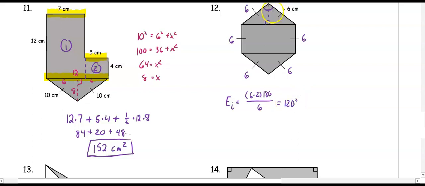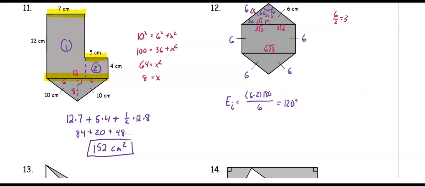If we draw in our height, though, that splits it into 60 and 60. So we now have a special right triangle. So if we have a special right triangle, we know that this is our 2s side, this is our s, this is our s√3. So if 2s is equal to 6, we can divide. We know s is 3, so our other side is 3√3. If both of these are 3√3, that makes this whole side 6√3. So now we can find the area.